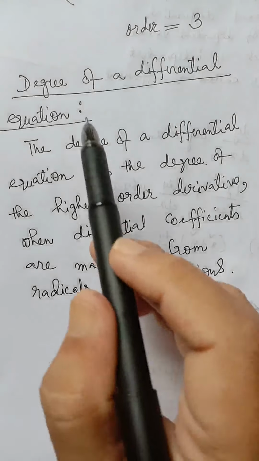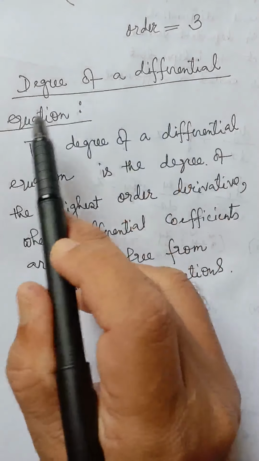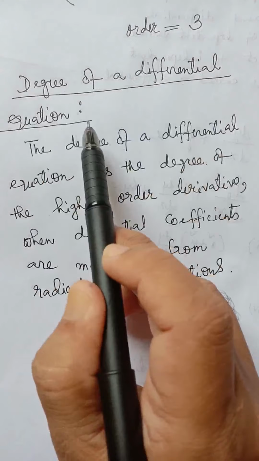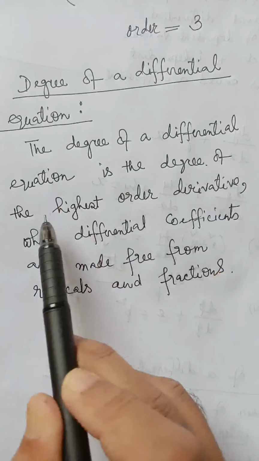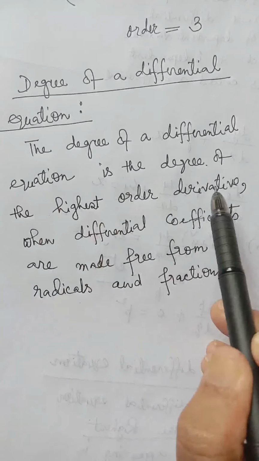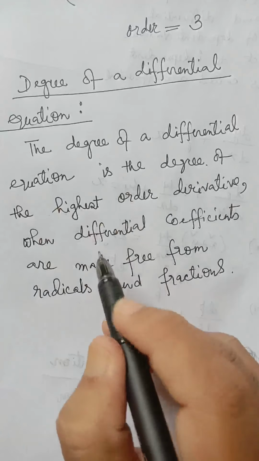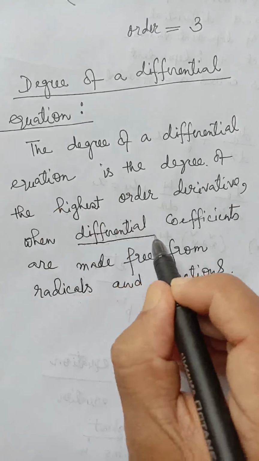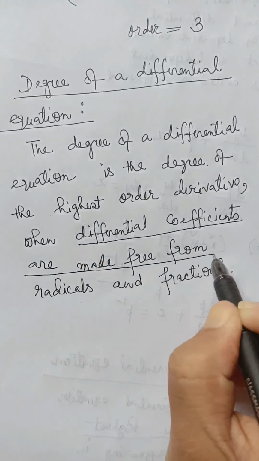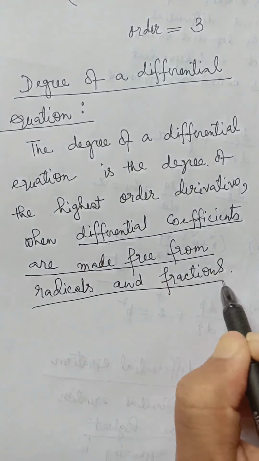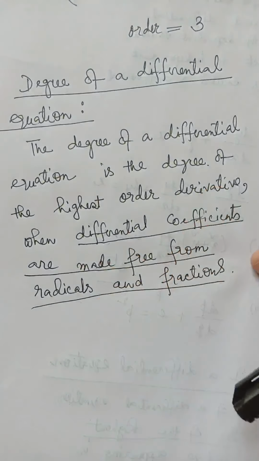Next, this is another important definition, degree of a differential equation. The degree of a differential equation is the degree of the highest order derivative when differential coefficients, this is important, are made free from radicals and fractions. Let me explain this with examples.